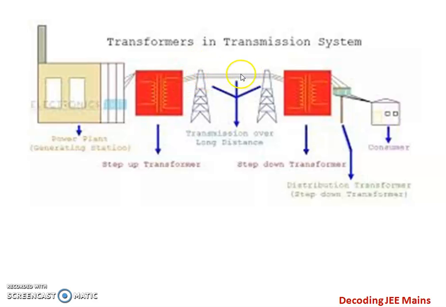Then such high voltage is transmitted through the transmission cables, power cables, which are usually made up of conducting material. And then with the help of a step down transformer, the voltage is again reduced, and then finally it is provided to the consumer.